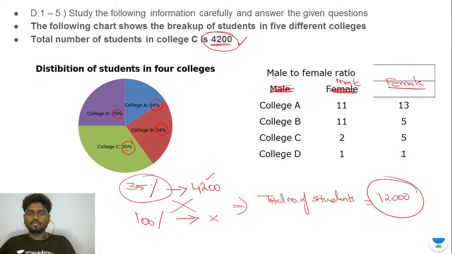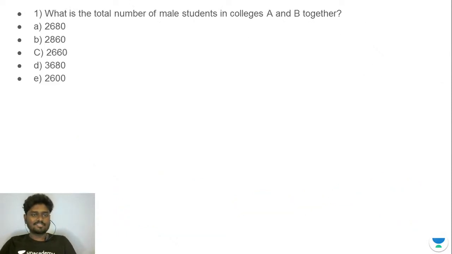If you are super clear with the data here, let me take you to the very first question for today's session. Let's try to solve this. Yes, very good, Shweta. It is 12,000, right? You have 12,000 total students. So this is my first question here. What is the total number of male students in college A and B together? Listen carefully, guys. You are asked to find the total number of male students in college A and college B together. You need to add this up, right?